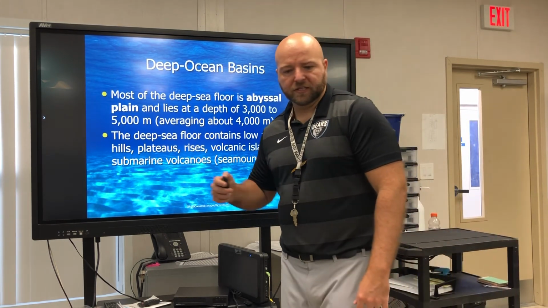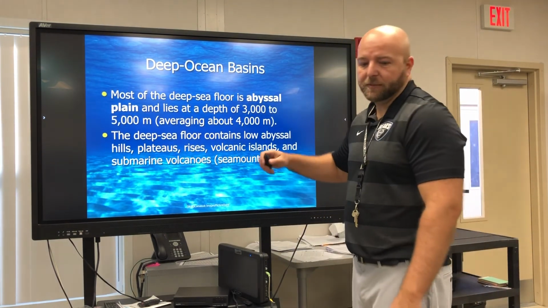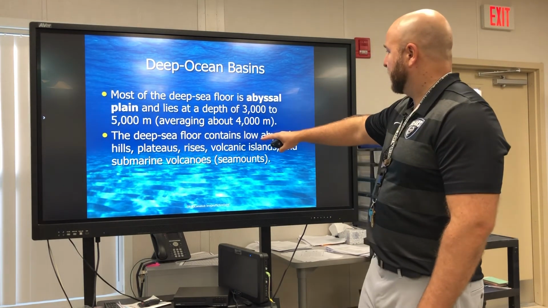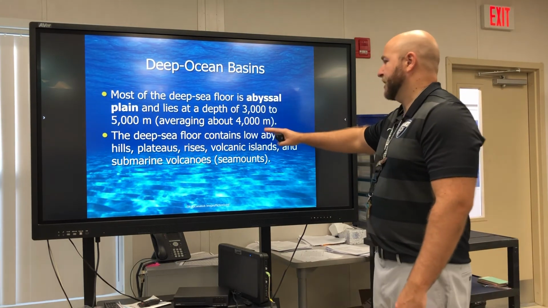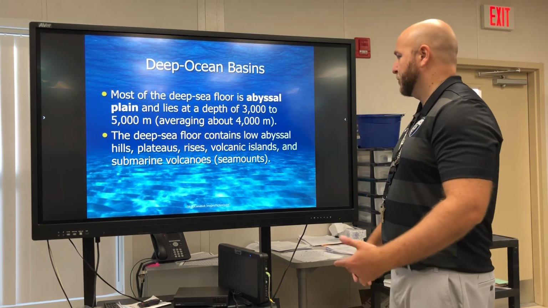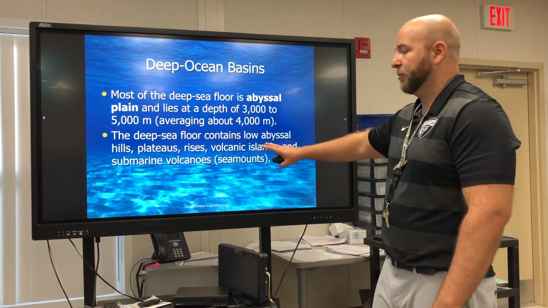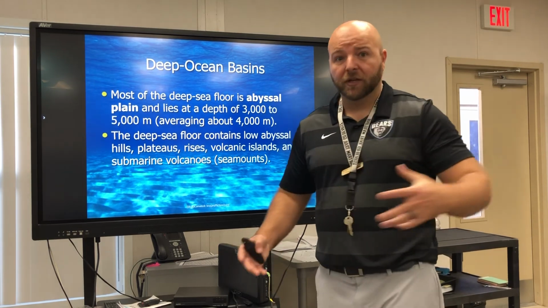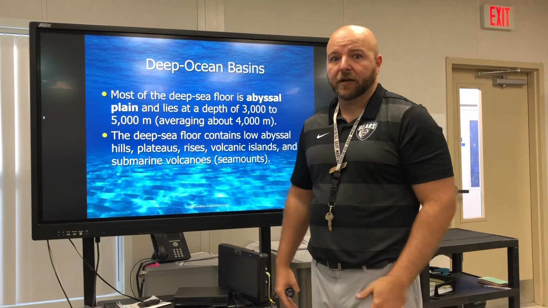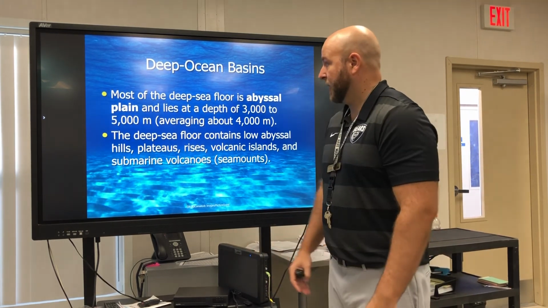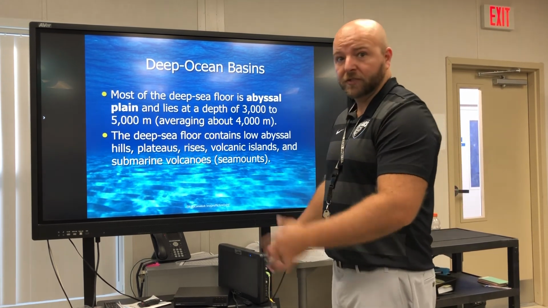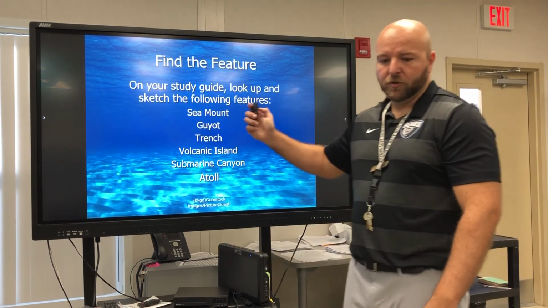And I think this is the last one here. So most of the deep sea floor is abyssal plain, and this should be on your sheet as well. The abyssal plain lies at a depth of about 3,000 to 5,000 meters, and the deep sea floor contains low abyssal hills, plateaus, rises, all kinds of stuff. But the flat areas are similar to when you go out to Nebraska, where we have our plains. It's a similar concept. It's a large flat area, and then eventually we do run into some other seafloor features which you are going to define.